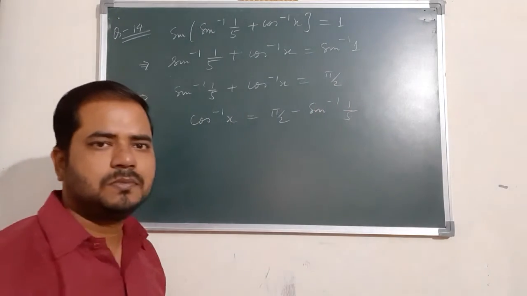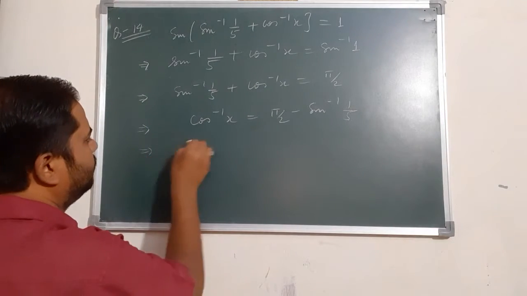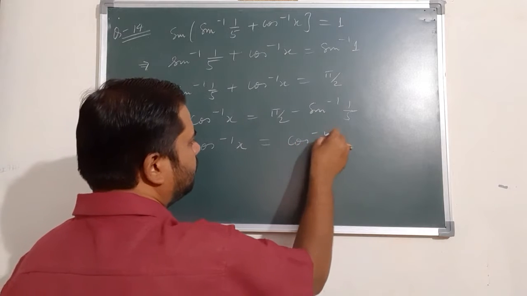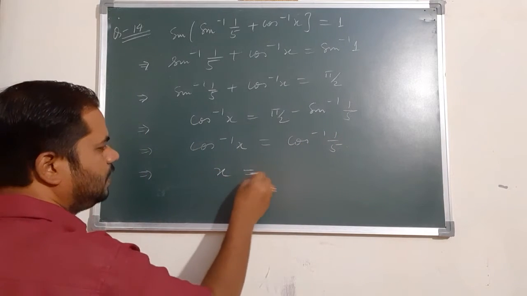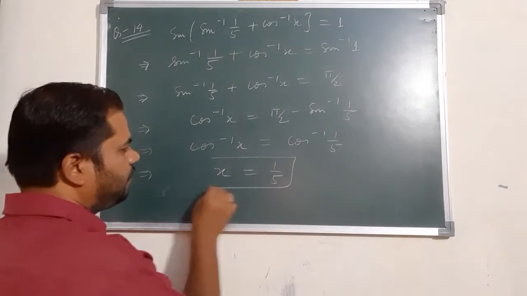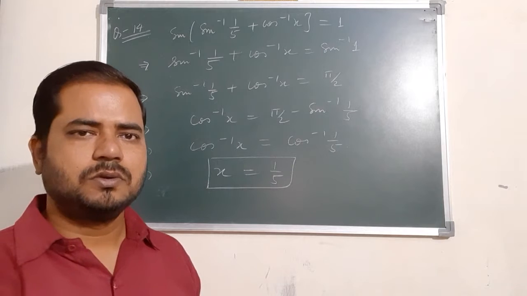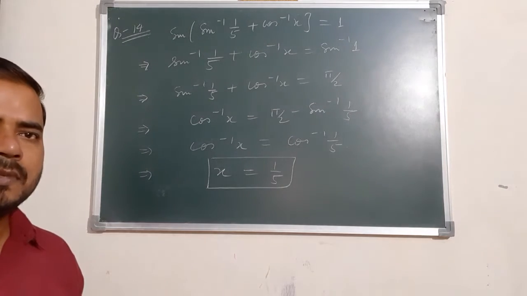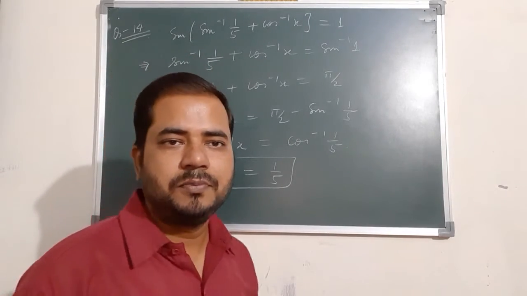So this becomes cos inverse x is equal to cos inverse of 1 by 5. And now comparing both sides, we have x is equal to 1 by 5. So this is the solution of this question. Please note it down. Okay, I hope you completed this one also.